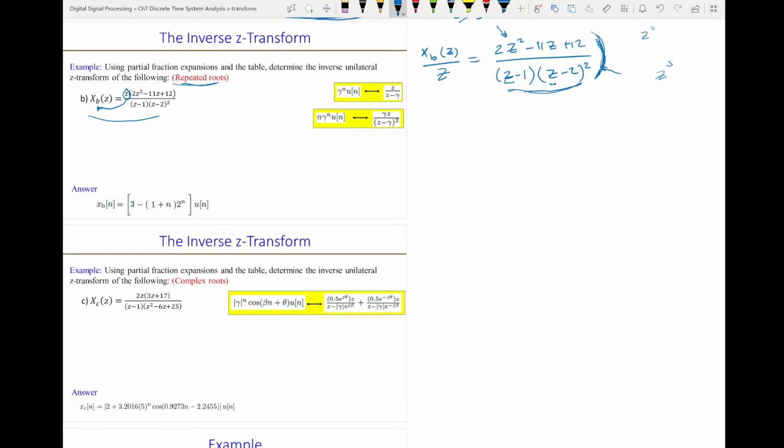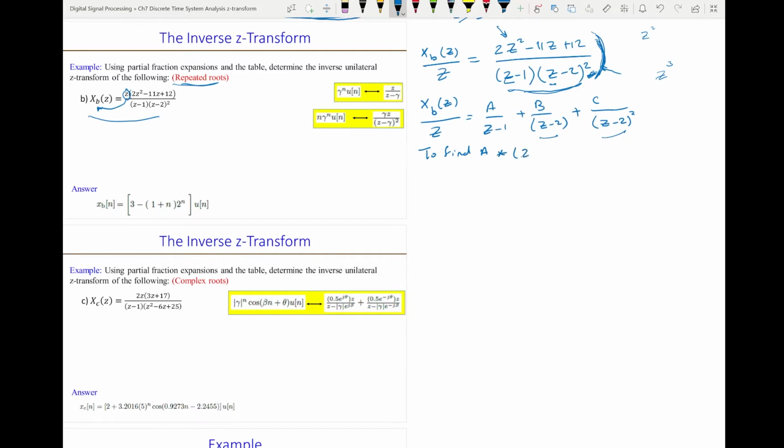So for this example, I will do the partial fraction expansion. This will be X(z) over z equals a over z minus 1, plus b over z minus 2, plus c over z minus 2 squared. If that was cubed, then I would have another term here, z minus 2 to the power of 3. So you have to include all lower powers since we have repeated roots. So we will have two terms for the repeated root.